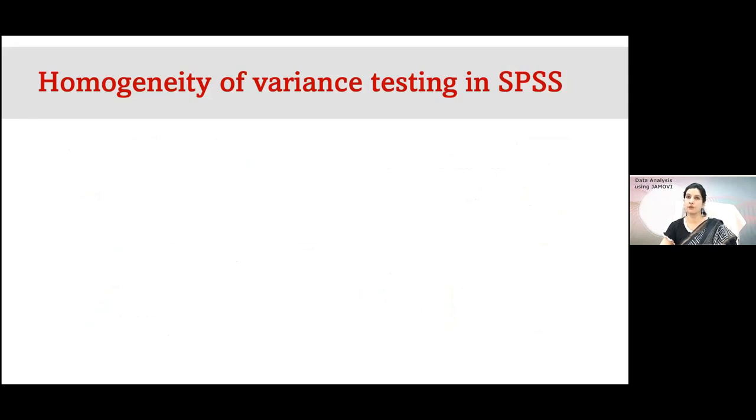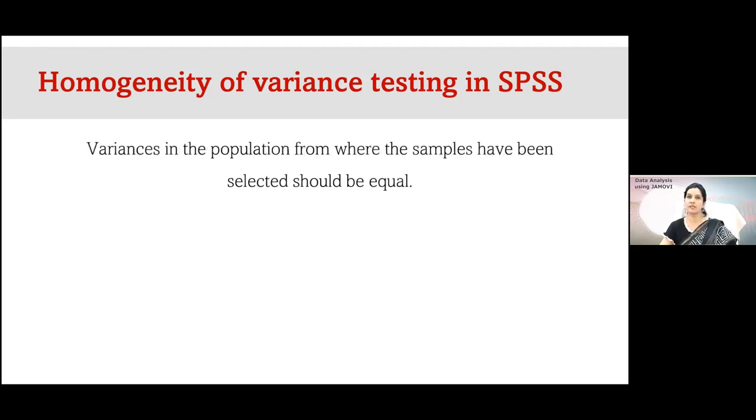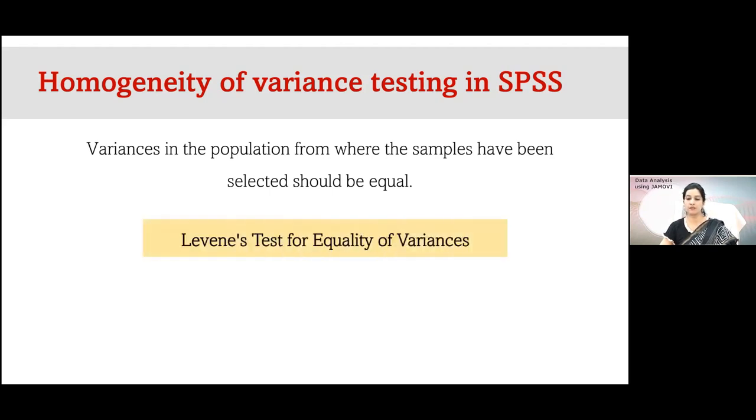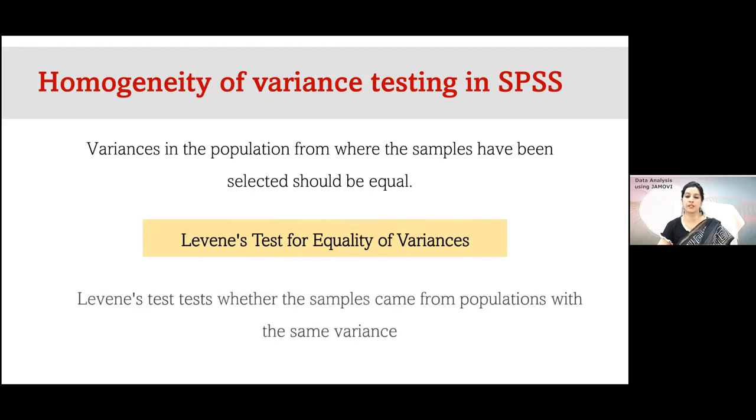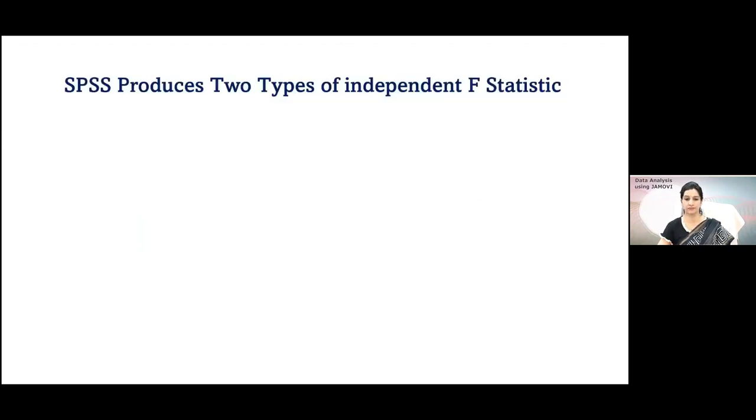So now how do we do the homogeneity of variance testing? Although it is written SPSS, the same is there in jamovi. We take the variances of the populations from where we have drawn the samples and we test that they should be equal. This is the assumption of Levene's test of equality of variance, which we have learned in the independent sample t-test. And the same concept holds true here: if the value is more than 0.05, we say that the assumption of equal variances is met.